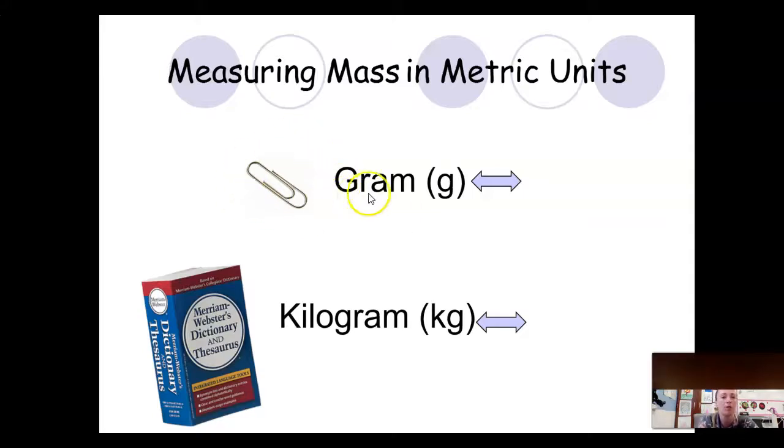Now remember, a gram is a shorter word, so it is a smaller measure. The word kilogram is a longer word, so it is a bigger measure. So, grams are like ounces in America, and kilograms are like pounds. So if you would measure in an ounce, it would be a gram, and if you would measure in pounds, it would be kilograms.